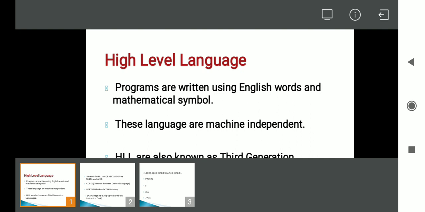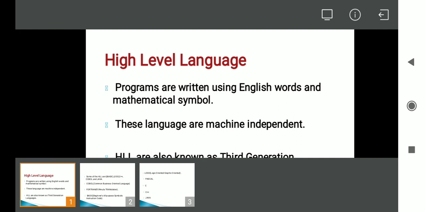In this class you will learn about high level language. High level languages are the languages in which programs are written using English words and mathematical symbols.